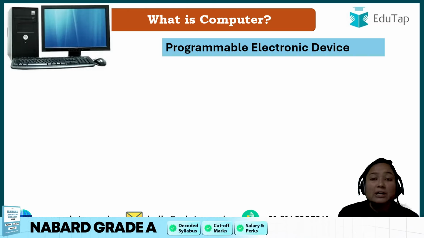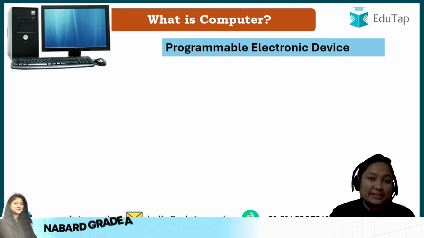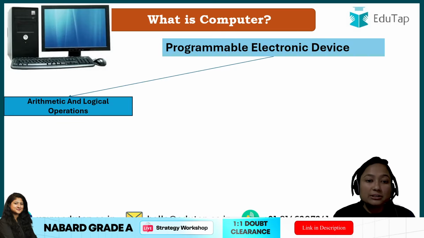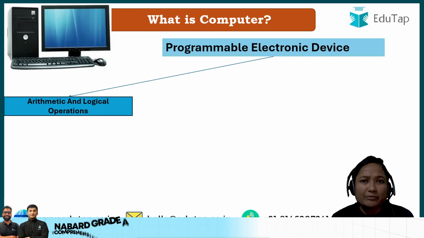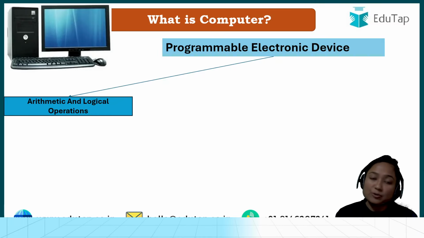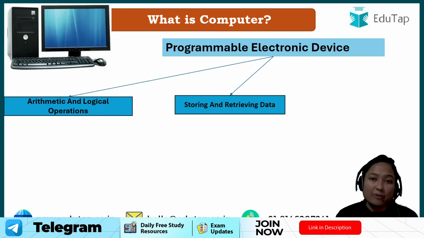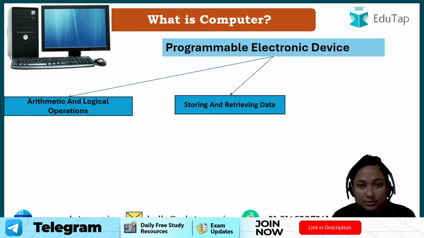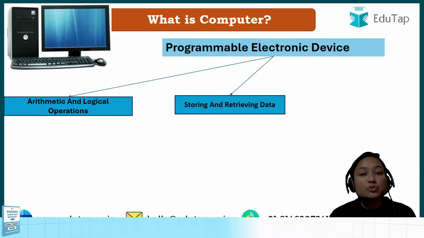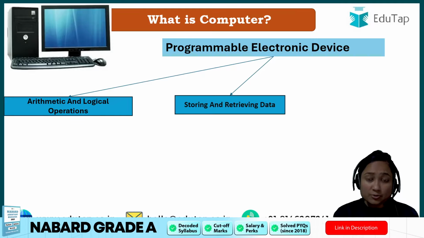And then it's a device, right? So when we are talking about a programmable electronic device that can do three basic tasks, that means it should be able to do arithmetic and logical operations. Yes, arithmetic, that means plus, minus, multiply, divide, mathematical operations, and logical operations, your OR, NOT, these kinds of operations it should be able to do. Then storing and retrieving the data: whatever results you have obtained, a computer or a machine that is able to store those data and is able to show you those data again, that means retrieve data, that is also your computer.